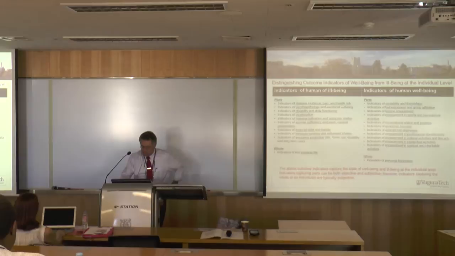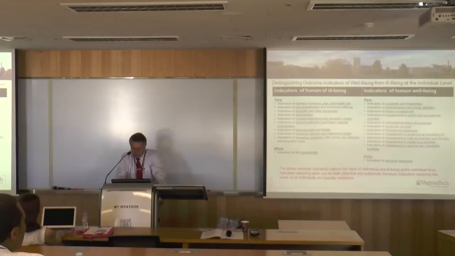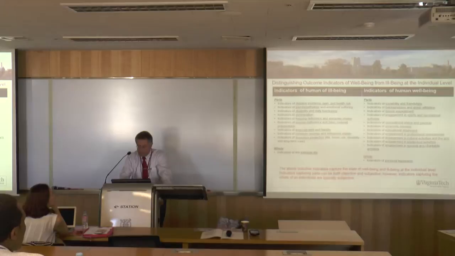So on the right-hand side of the table, we've got indicators of human well-being. The left-hand side of the table would be indicators of human ill-being, again, the emphasis on human suffering. Again, we make the distinction between the parts versus the whole. So relying on Maslow's hierarchy of needs, and if we're looking at basic needs, you see how that translates in terms of those indicators: indicators of disease incidence, pain, and health risk; indicators of psychopathology and emotional suffering; indicators of disability and daily functioning.